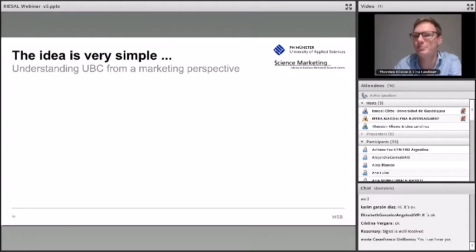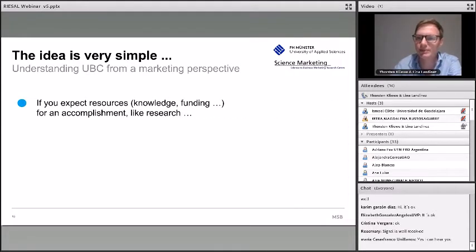So the idea of marketing in general is very simple. If we expect resources, may this be knowledge, may that be funding for an accomplishment like research, then we are on a market. We have supply and demand. So we supply research, and then we have businesses who demand this research, and we expect something in return. So it doesn't work differently to any other market that you can imagine. The market for automobiles, the market for groceries, also there is supply and demand.